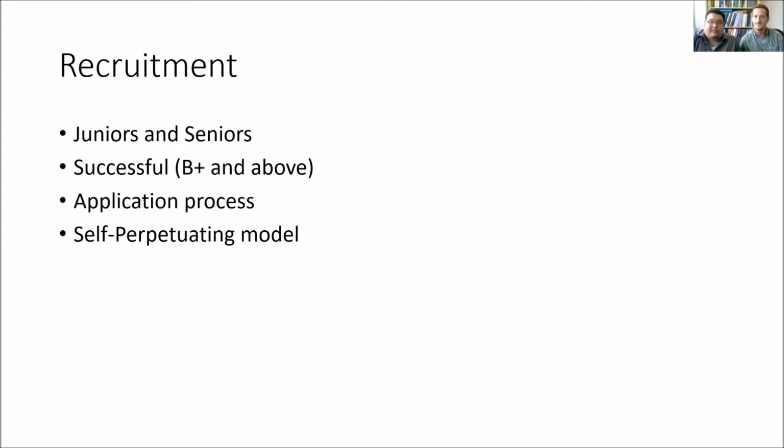One great thing about these LA programs is this property of a self-perpetuating model. So many of the LAs that are currently applying were mentees in earlier versions of the program. So this is one of these aspects that talks about how this is easily, or could be easily, implemented in large courses.